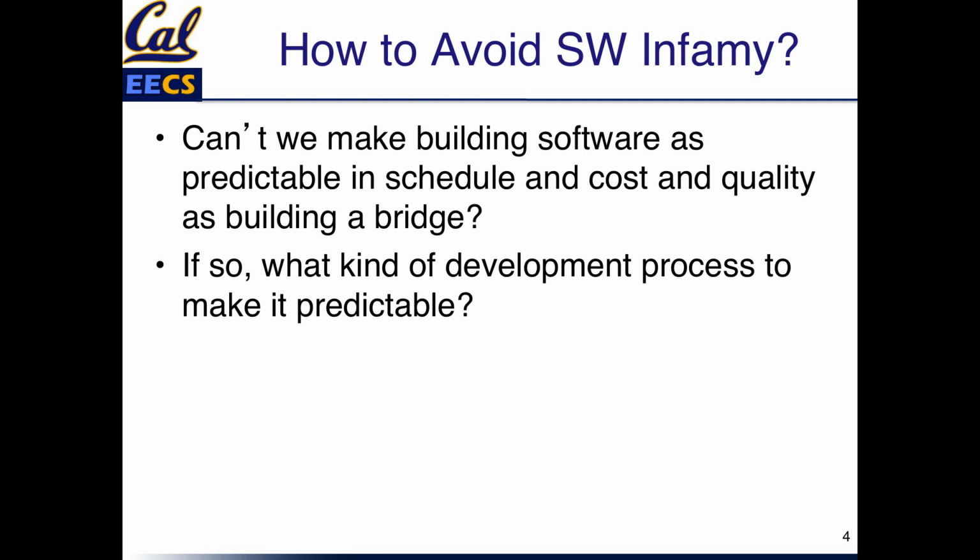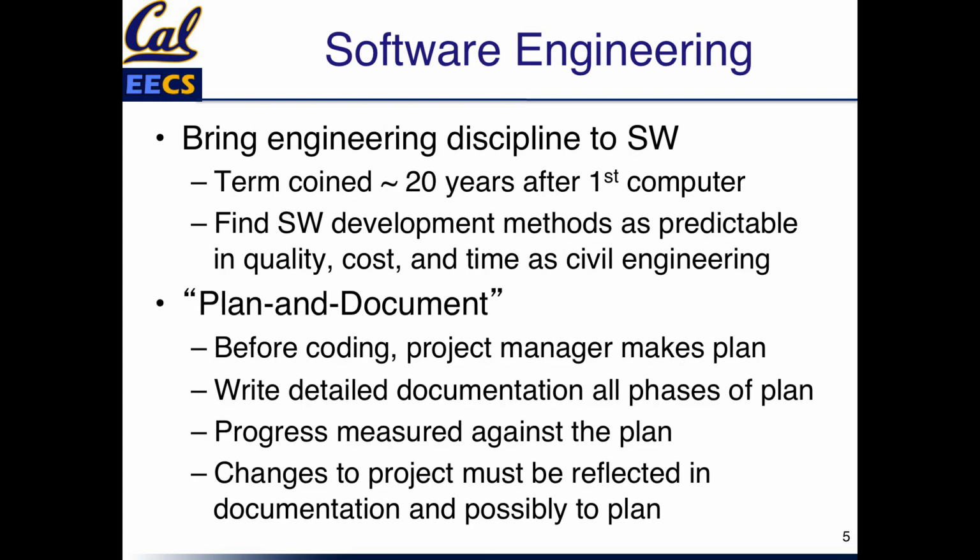So software is only like 60 years old, so somebody had to invent how to do that. And this idea of bringing engineering discipline to software was coined in 1969, because it was frustrating to people that they were starting to have these disasters.